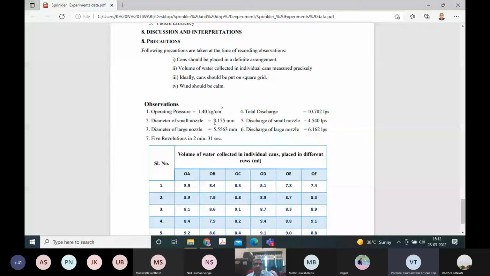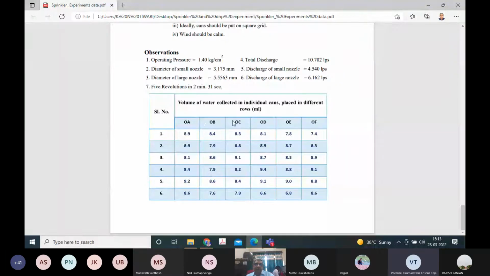And then you can see here, these observations: 6, 1, 2, 3, 4, 5, 6. So there are 36 observations. These 36 observations are discharges in milliliters. This is the data which has been collected. You can use this data for calculating the uniformity coefficient. This is the data which I will pass on to you after the class.